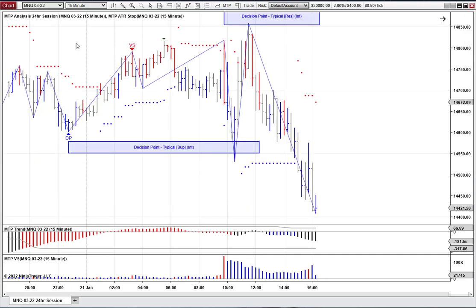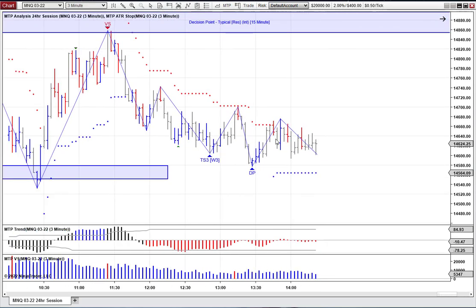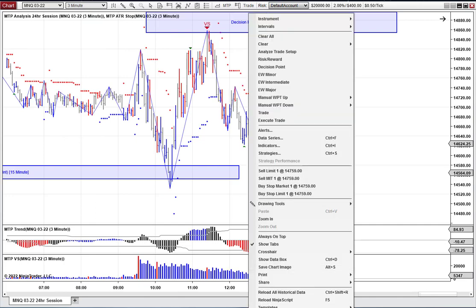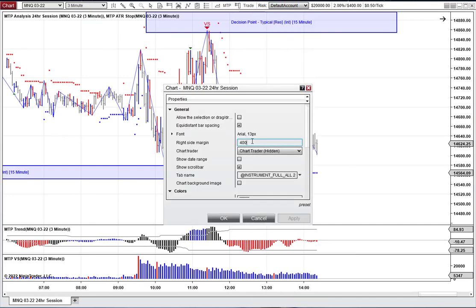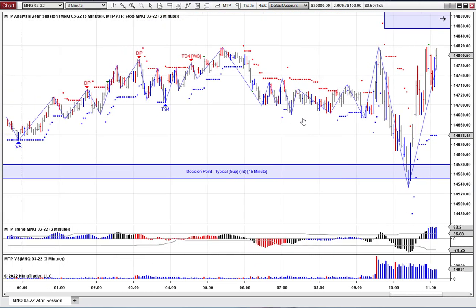So let's have a look at seeing what that would have looked like on the 3-minute chart. So if I change time frames, let's just scroll back again. I'll just zoom in a bit more. I'll just take that white space off the right hand side so we can get a bit more space on the chart to see what we're doing. But let's just drag this across a bit there.